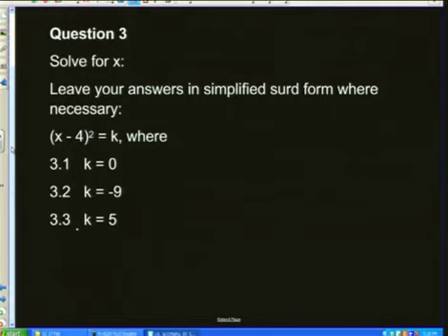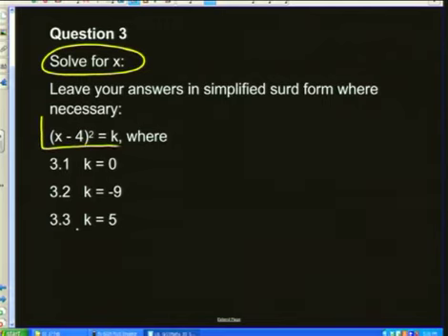Again, the question is to leave the answers in simplified surd form where necessary, and we are going to be solving for x. And we are given 3 scenarios. We are asked to find x in the following equation. And if we look at it, what's its highest power? So we can understand its nature. It's a quadratic, it's power of 2. And then we'd like to know for these various values of k, what is x?